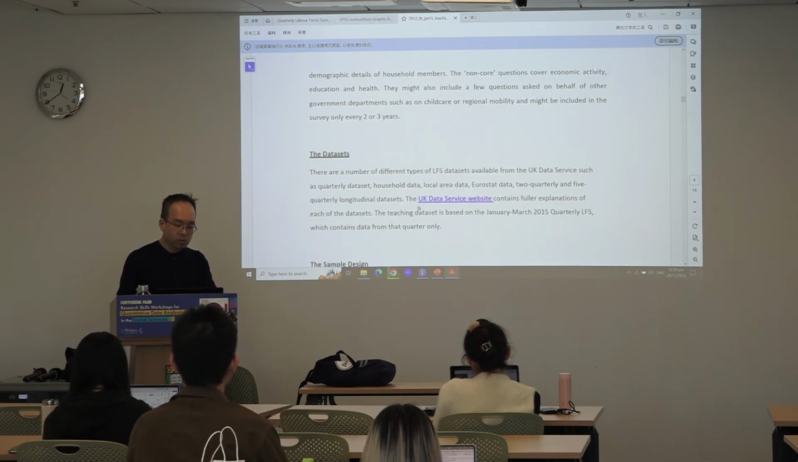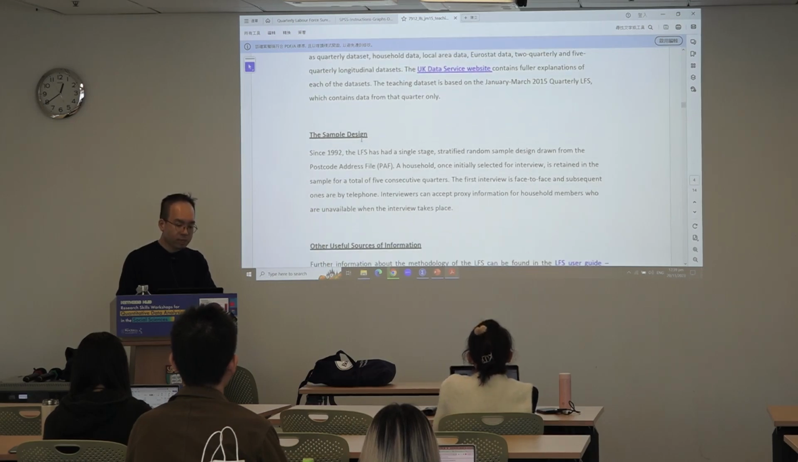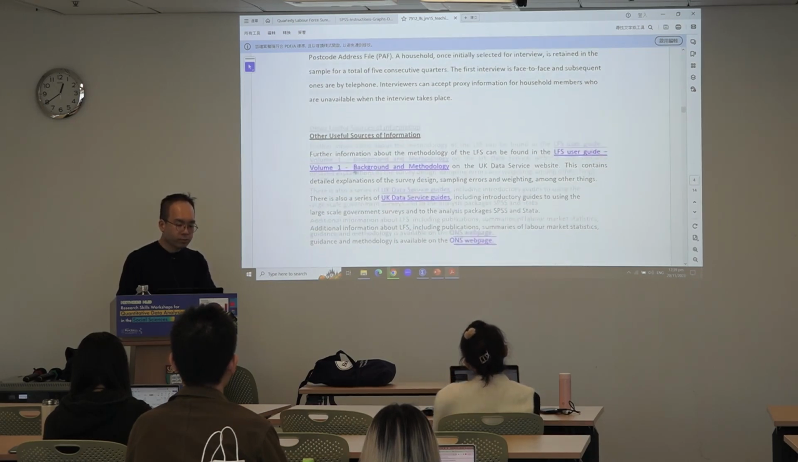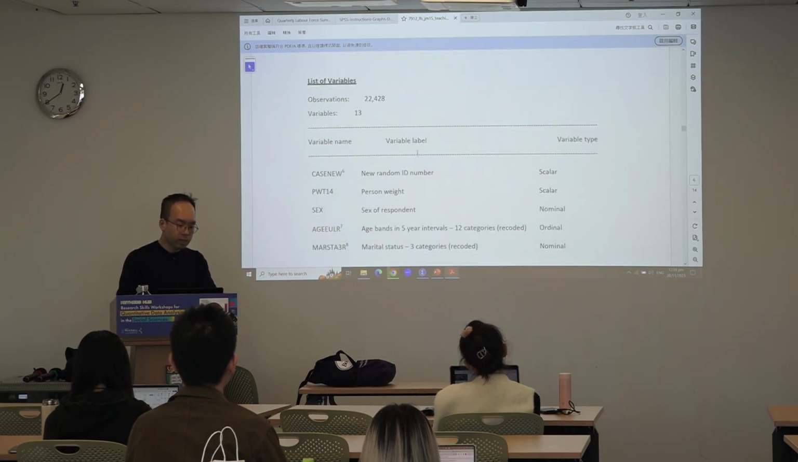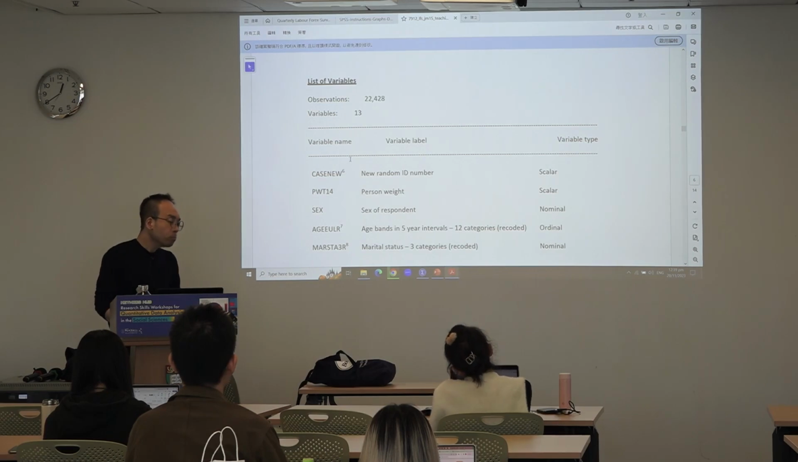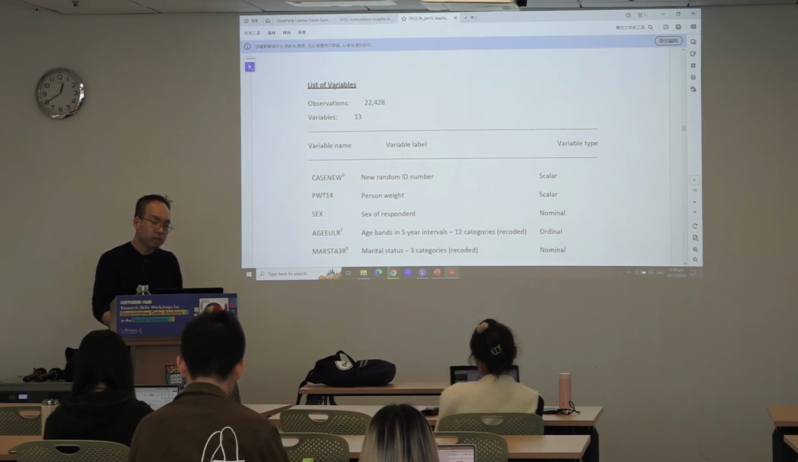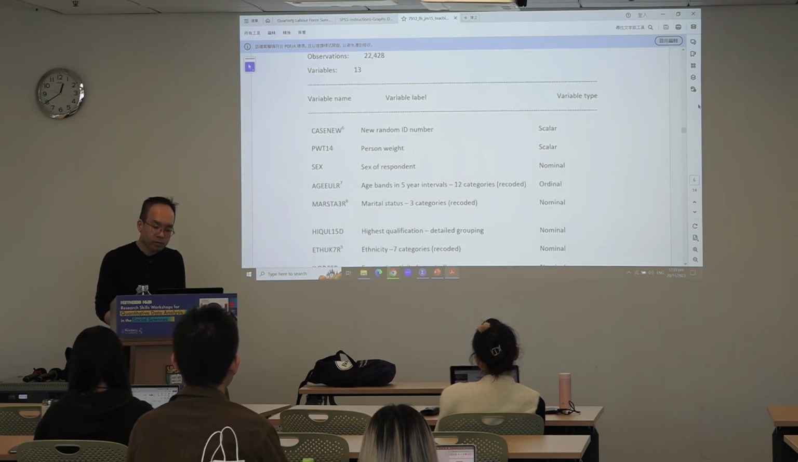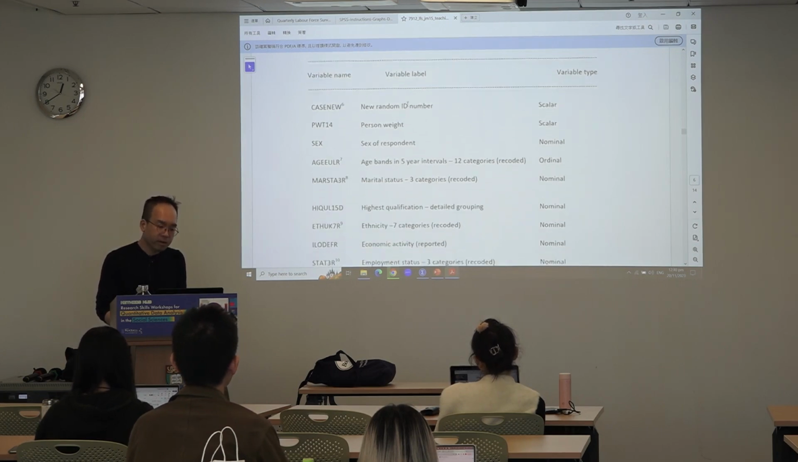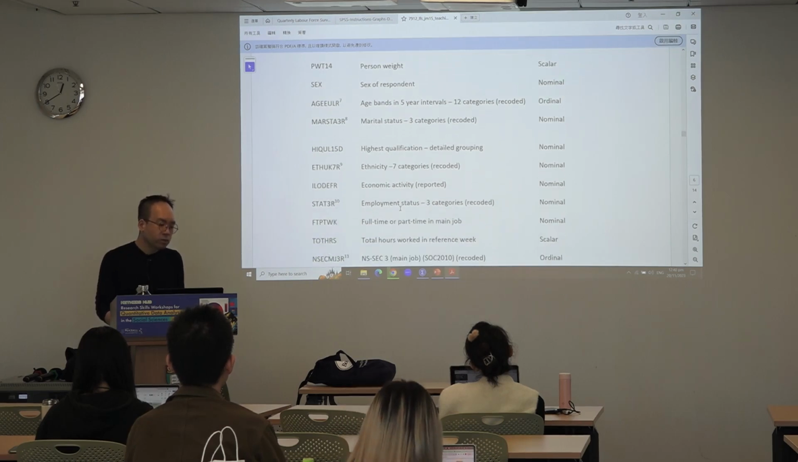Okay, so this is what we call the documentation about the data sets, and then exactly what the sample design is, and also other useful sources of information. But I guess it's going to take time to get to know that. And then this is also very helpful. Even though this is just a teaching data set, it's a demonstration. The list of variables gives you a snapshot right away. You know the total number of observations, the variables in total, and also the variable type and variable name, and then the variable label, like what they are exactly, economic activity, do you need more?